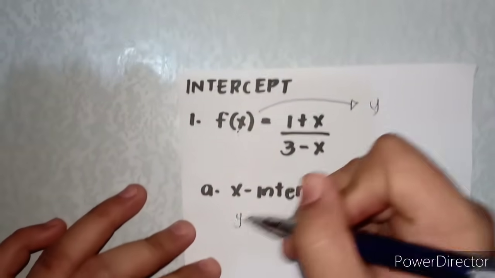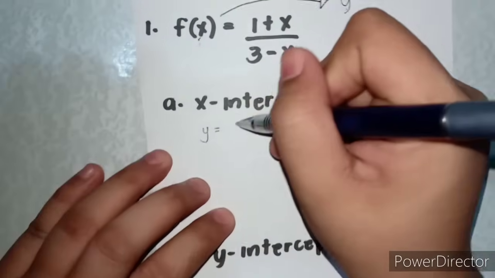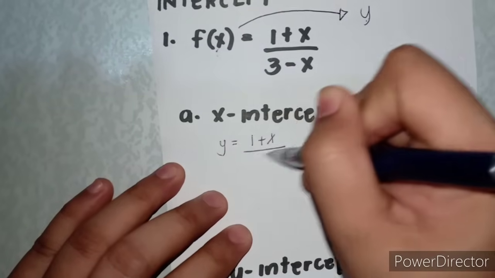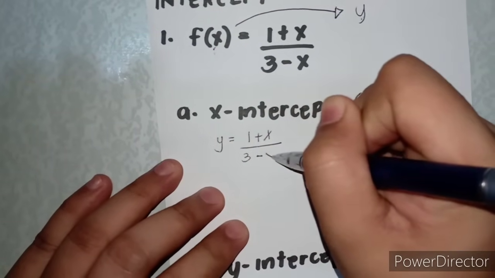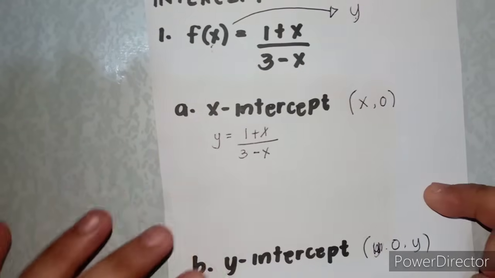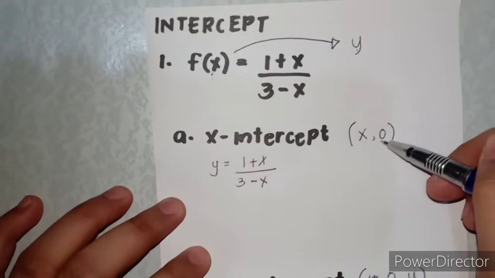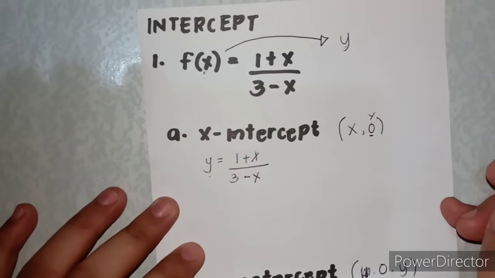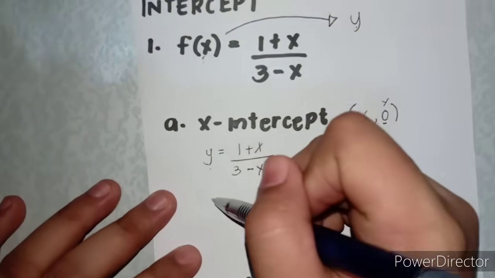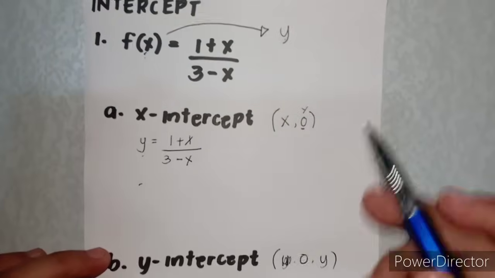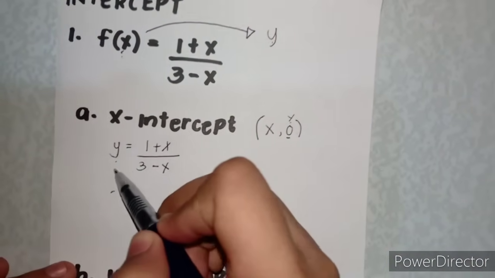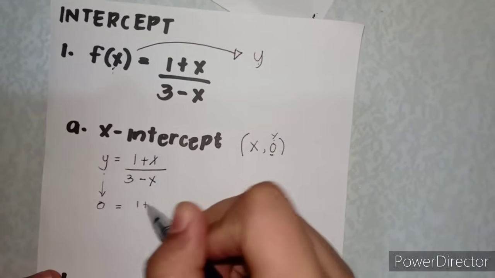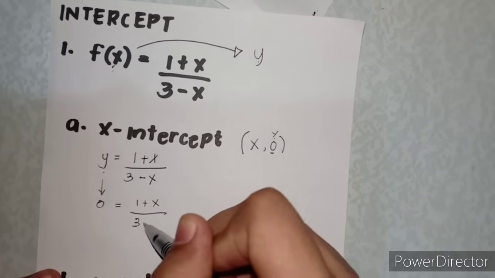So, we have y. Isusulat natin siya as y is equal to 1 plus x all over 3 minus x. And then, sabi natin kanina, kapag x-intercept ang hinahanap, ang y natin is equal to 0. So, yung y natin, papalitan natin ng 0. It is equal now to, copy, 1 plus x all over 3 minus x.